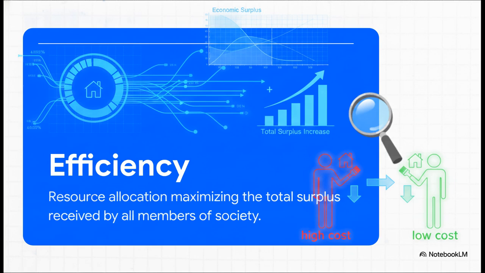For instance, it's a huge glitch in the system if a high-cost producer like Vincent is painting a house instead of a low-cost producer like Andy. Moving that job over to Andy lowers the total cost and instantly increases total surplus. True efficiency ensures that goods are produced by the sellers with the absolute lowest costs and consumed by the buyers who value them the most.